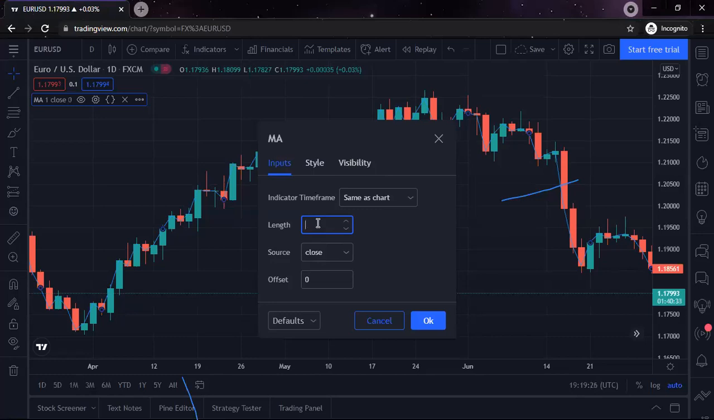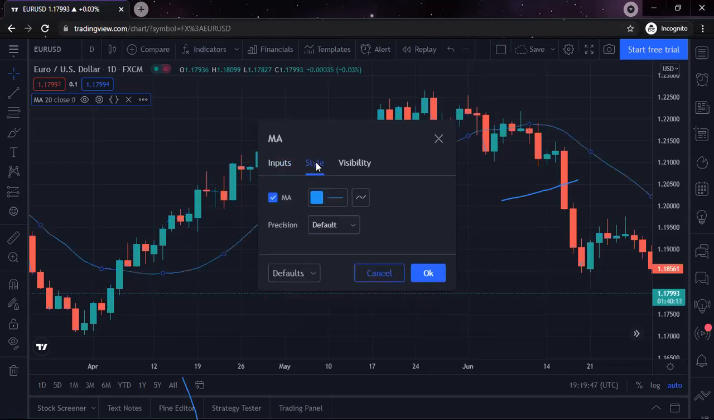So take note, we're going to use 20, 50, and then 200. So let's put in our 20 moving average first. So we have our 20.